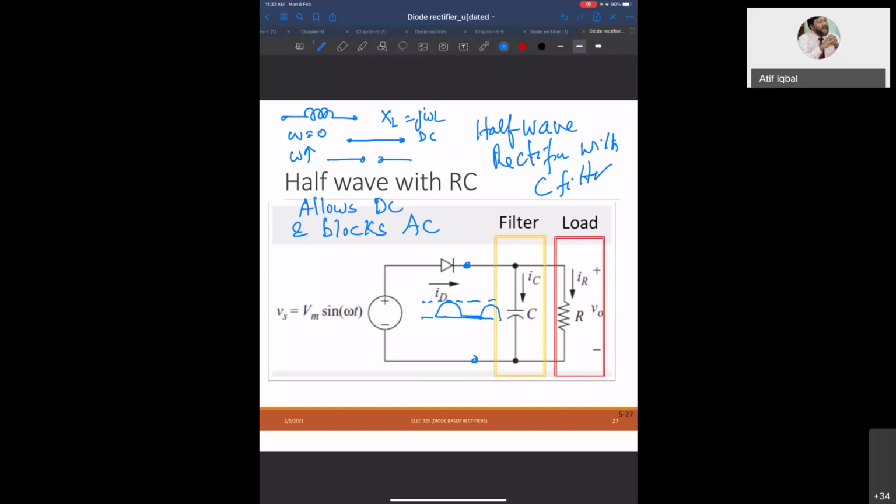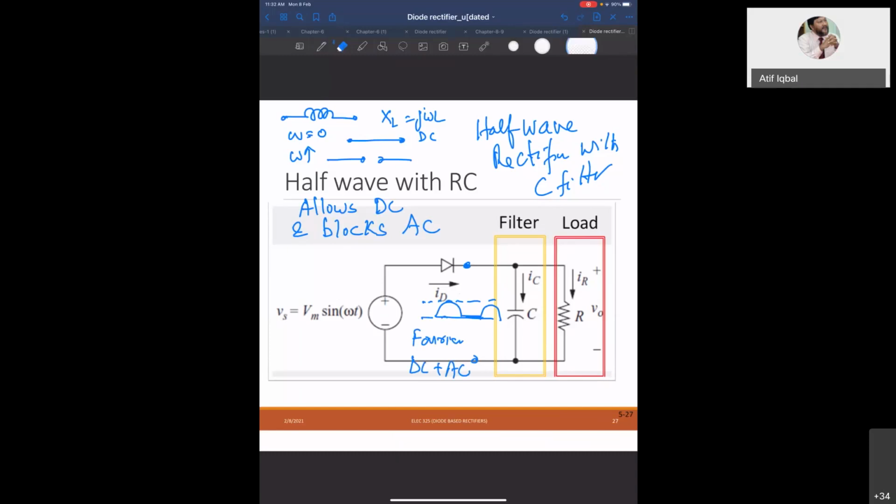If you take the Fourier series, you know that this has a DC component plus it has an AC component. The AC component is the ripple. Now, if you have an inductor, the role of the inductor is to allow DC to pass, and it blocks AC.